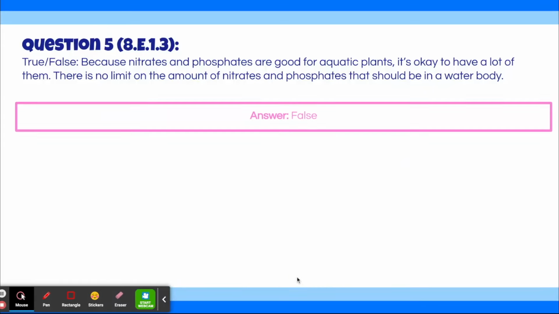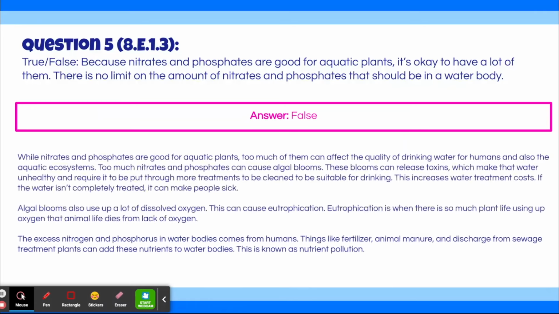This statement is false. So while nitrates and phosphates are good for aquatic plants, too much of them can affect the quality of drinking water for humans and also the aquatic ecosystems. Too much nitrates and phosphates can cause algal blooms. These blooms can release toxins, which make that water unhealthy and require it to be put through more treatments to be cleaned to be suitable for drinking. This increases water treatment costs. If the water isn't completely treated, it can make people sick.